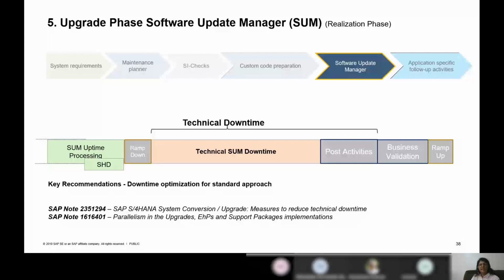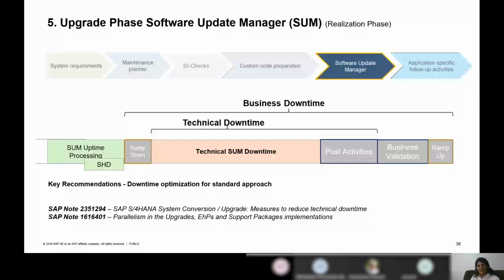So the moment technical downtime is completed, the system is up in the new version, you would be doing post activities, and then you have a business validation time. So when you complete the business validation and then you ramp up, that means your system is already converted to 1909. Now you have predicted what is your technical downtime and what is your business downtime.